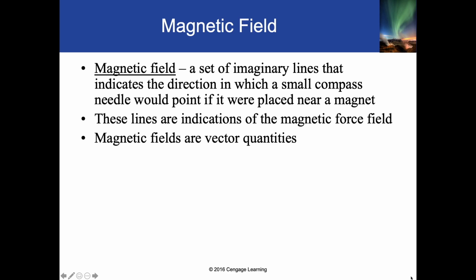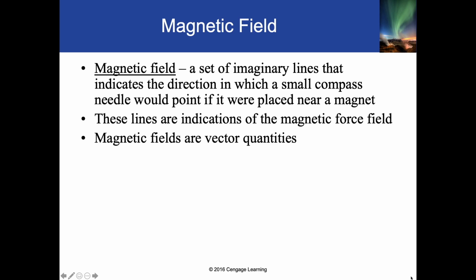All right. So magnetic field, a set of imaginary lines that indicate the direction in which a small compass needle would point if it were placed near a magnet. These lines are indications of the magnetic force. Magnetic force field. That's kind of cool. It sounds like a Star Trek thing. Magnetic force field, right? Magnetic fields are vector quantities. Okay. So that's just a bunch of definition stuff, right?